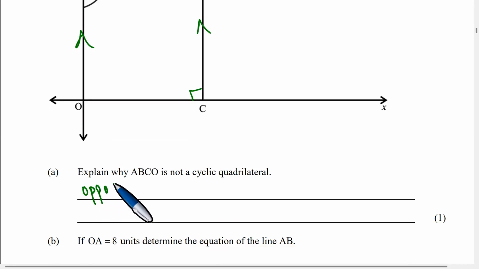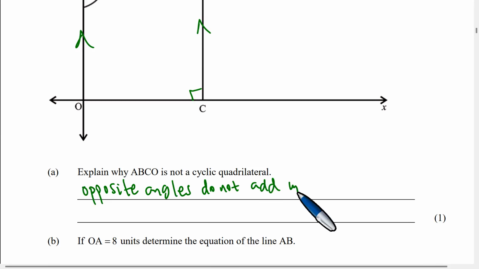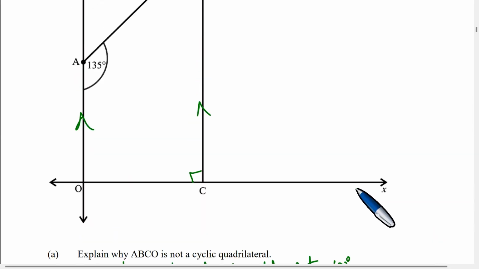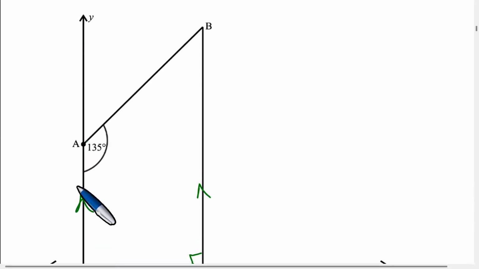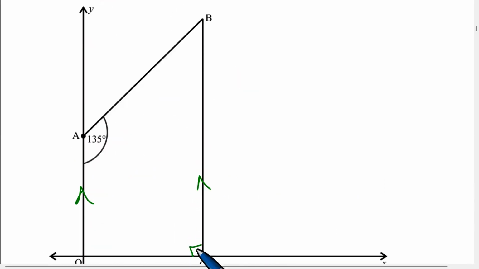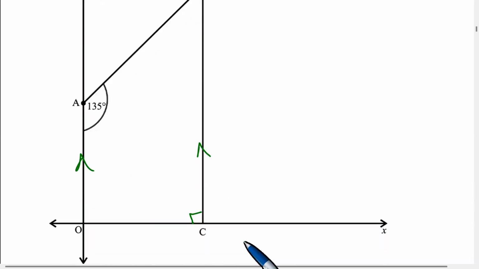The opposite angles do not add up to 180 degrees. So the opposite angles do not add up to 180 degrees. And that is basically the reason why this quad here, ABCO, is not a cyclic quad.